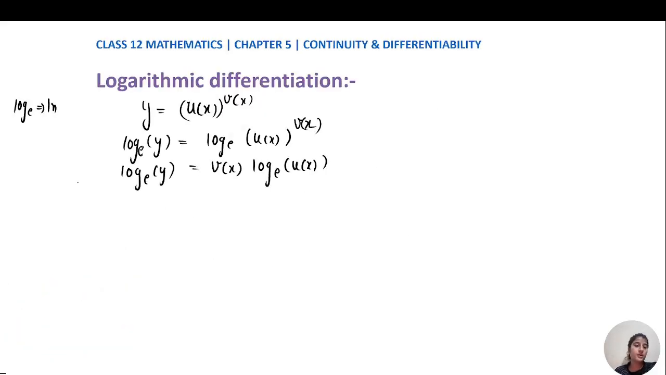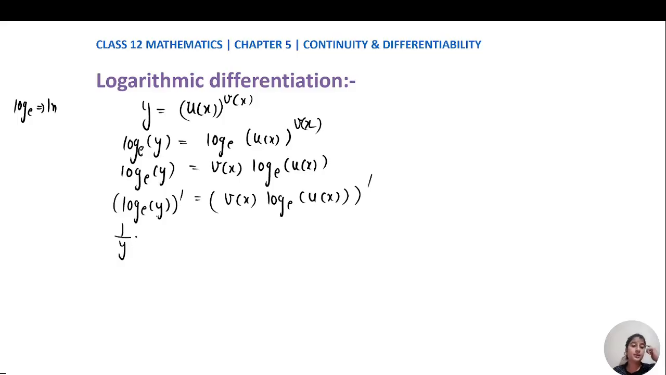Now let's move ahead. What we are doing here is differentiating both sides with respect to x. By using the chain rule, what do we get? Differentiate both sides with respect to x, and here we will use the product rule also. On the left hand side we use the chain rule: the differentiation of log y is 1 upon y, then differentiate y with respect to x, which is dy by dx. Then on this side first use the product rule: v dash of x times log e of u of x plus v of x times the derivative of log e of u of x.